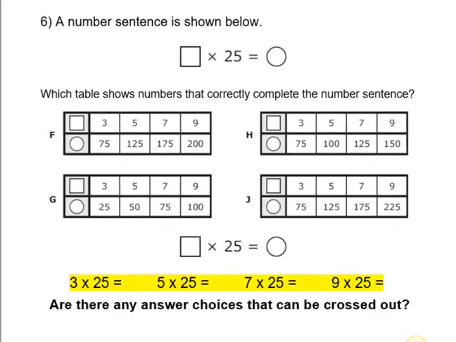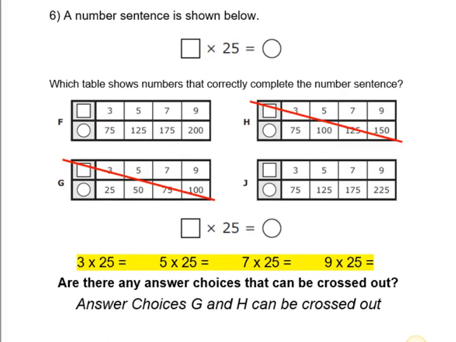Based on that information, are there any answer choices that we can cross out? So if you already know the answer, go ahead and circle it, but if not, let's take a look, because when we mark out wrong answers, that helps us improve our chances of getting the question correct. So again, looking at F, G, H, and J, are there any answer choices we can cross out? If you said G and H, you are correct.